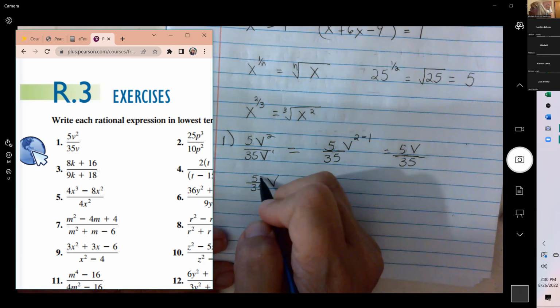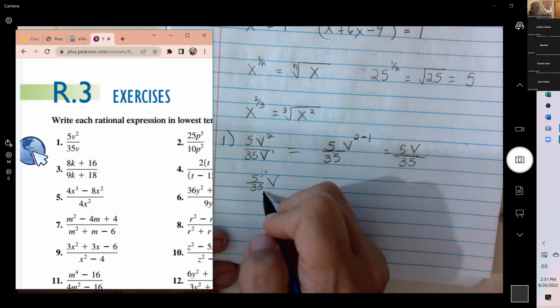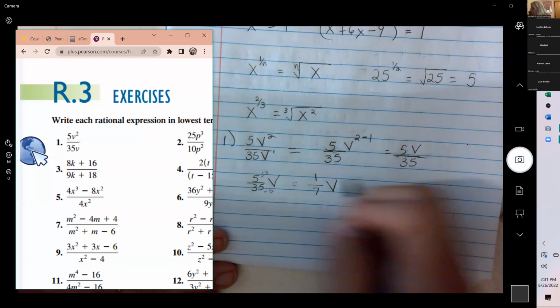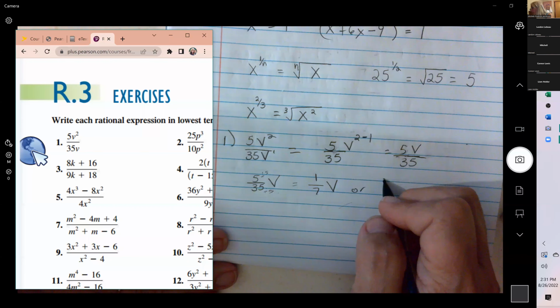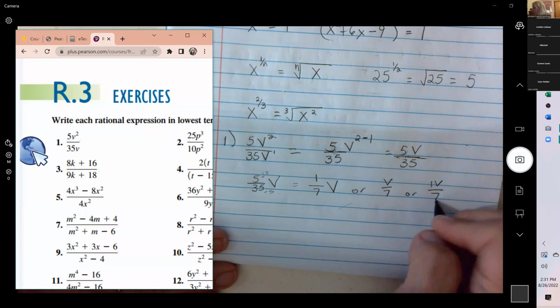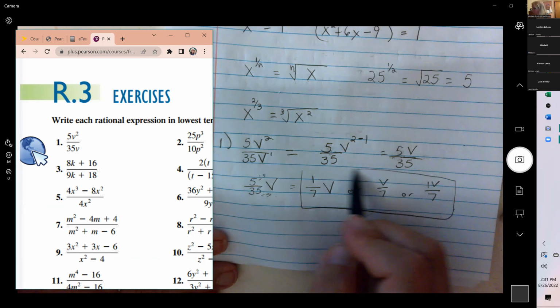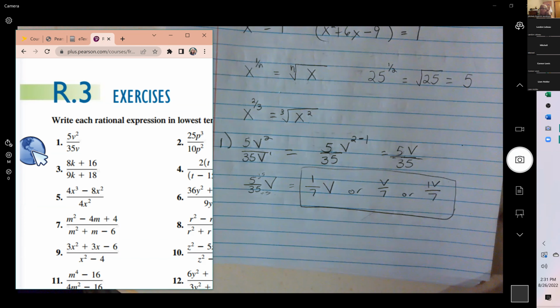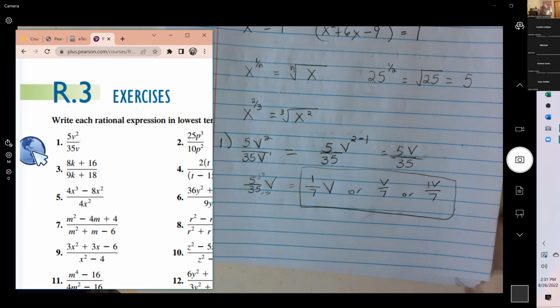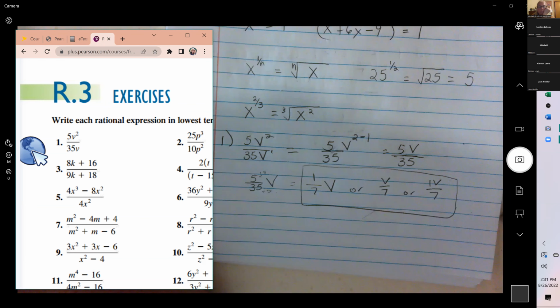To reduce it, both of these are divisible by 5. So it would be 1/7 v, or you could put v/7, or 1v/7. All of these are correct. And MyMathLab will take all of these. This one, they would tell you it needs to be reduced. Any questions on that?